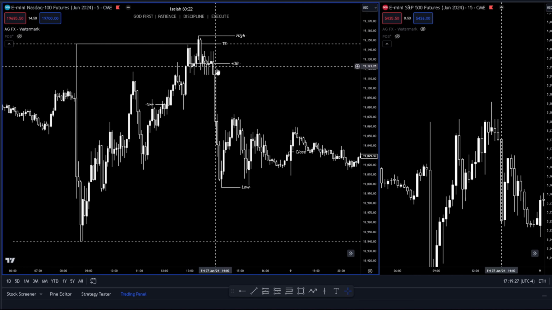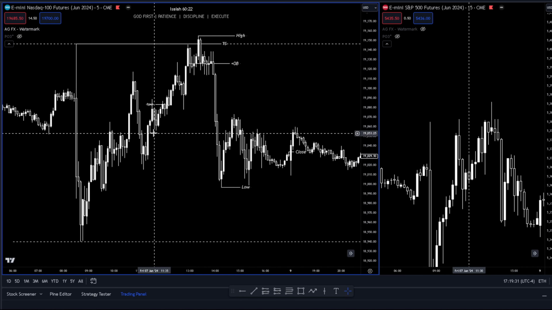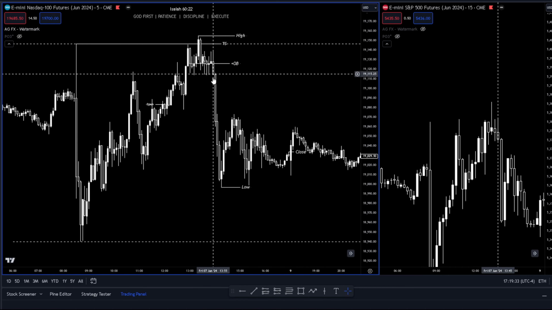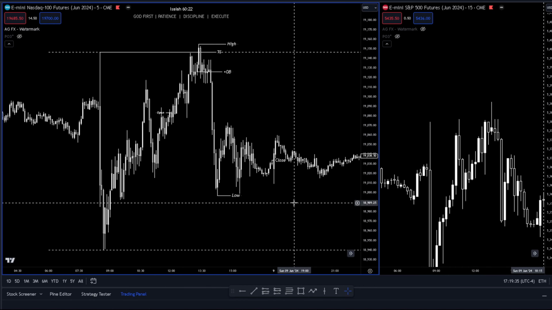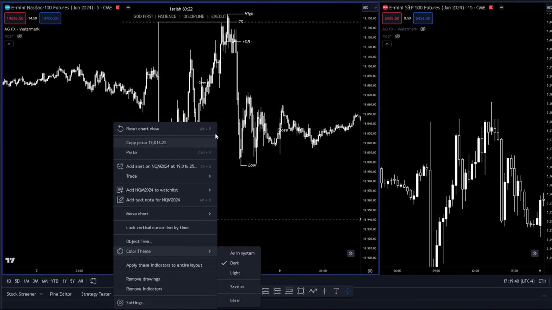So yeah, this was my entry. I got in on this order block and targeted right here. This was my target, and as you can see, price just went right into it. And then I'll be breaking down the longs next.